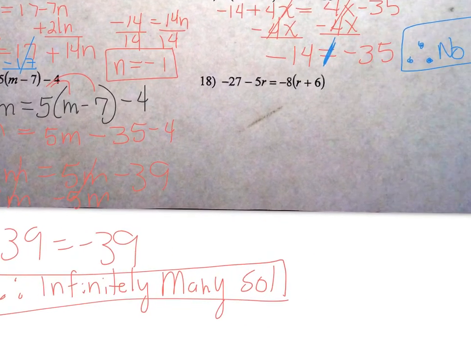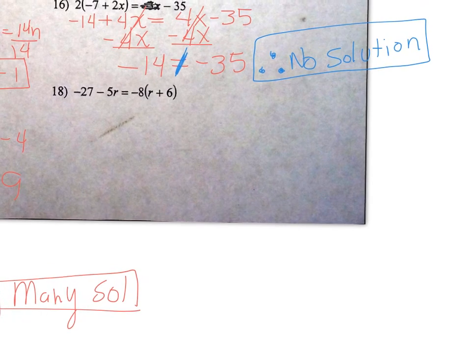Now, in problem number 18, we need to distribute the negative 8. So we distribute. Let me recopy the left side of the equation. And that is negative 8r minus 48. Then you combine the like terms. Negative 8 is the smallest. So we add 8r to both sides of the equation. So it's negative 27 plus 3r equals negative 48.